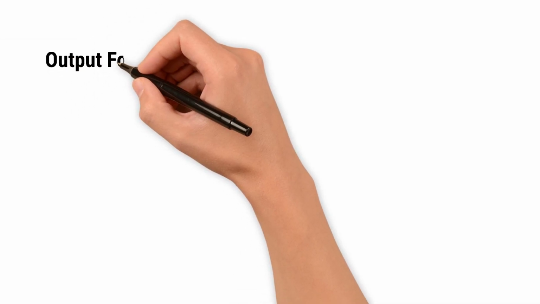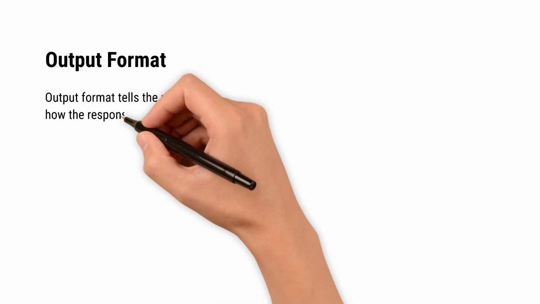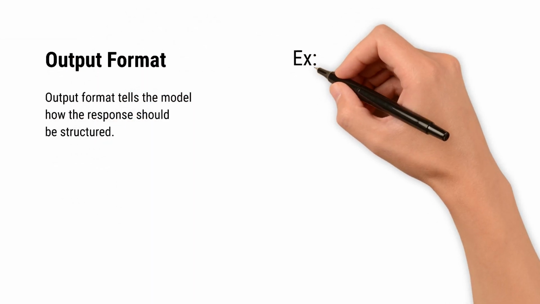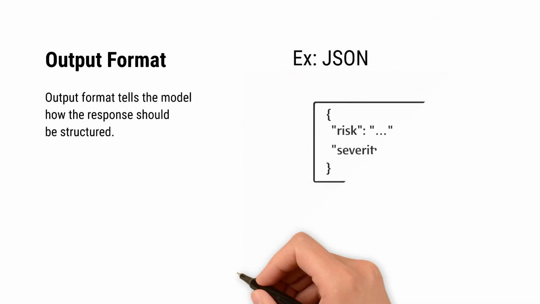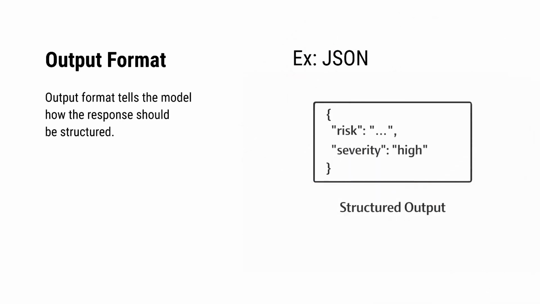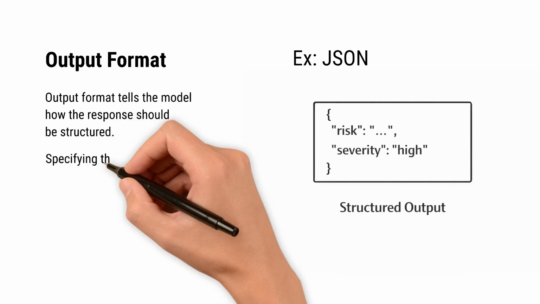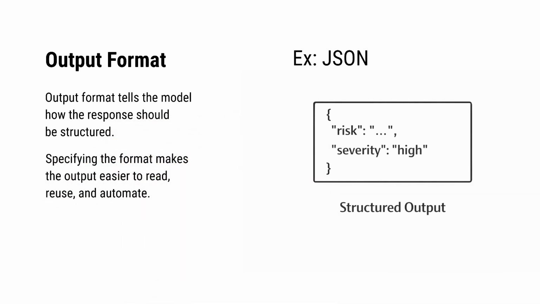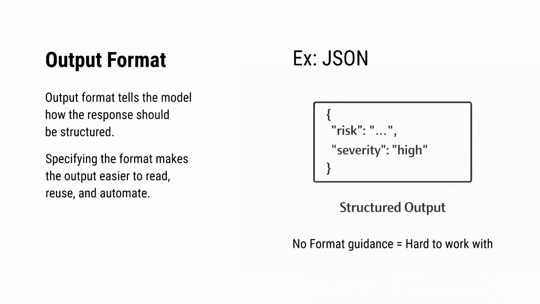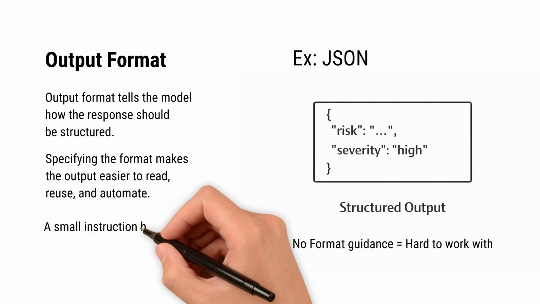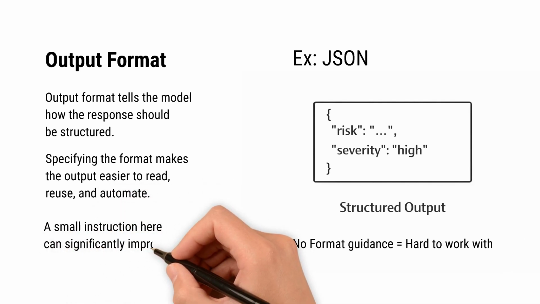Output format. Output format tells the model how the response should be structured. For example, you might ask for bullet points, a JSON, a step-by-step explanation, or even tables. Specifying the format makes the output easier to read, reuse, and automate. Without format guidance, the model may respond in a way that's harder to work with. A small instruction here can significantly improve usability.